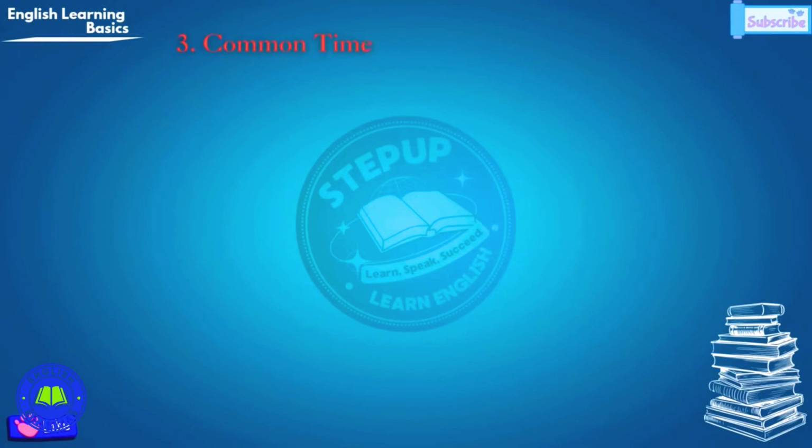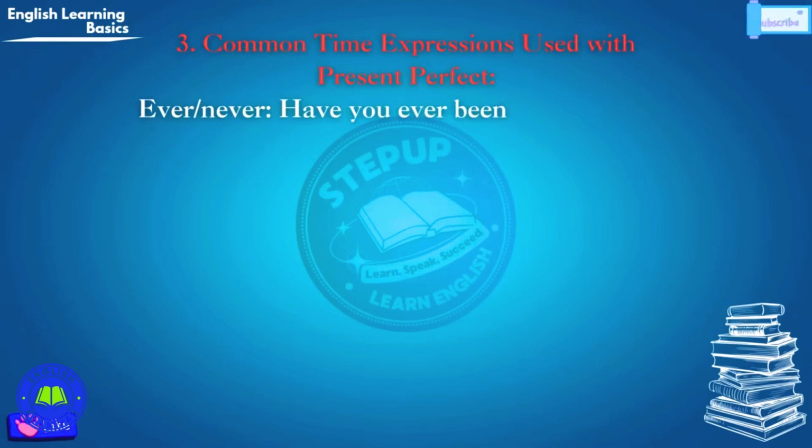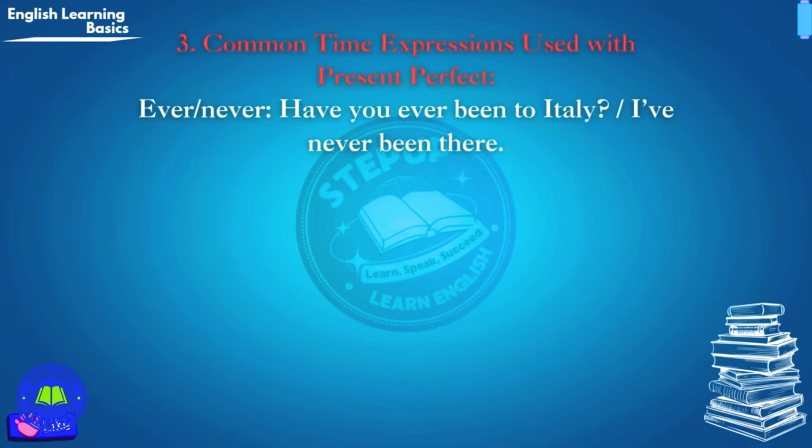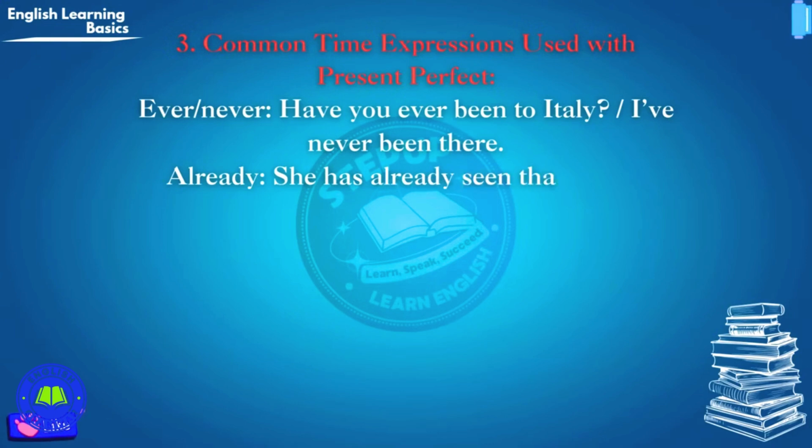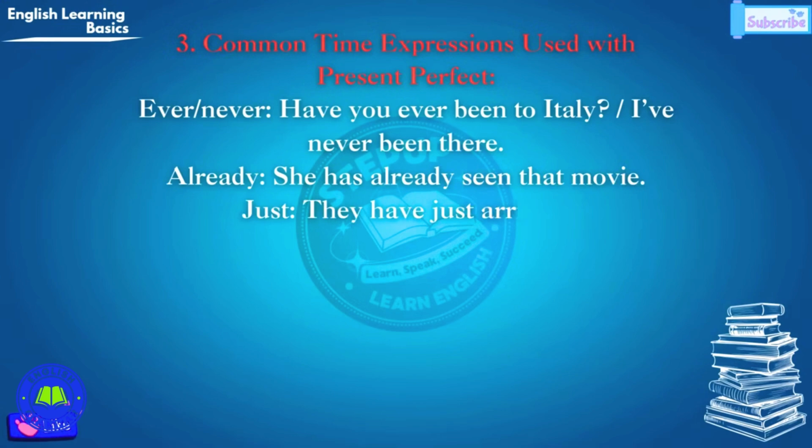3. Common time expressions used with present perfect: ever, never. Have you ever been to Italy? I've never been there. Already: She has already seen that movie. Just: They have just arrived.